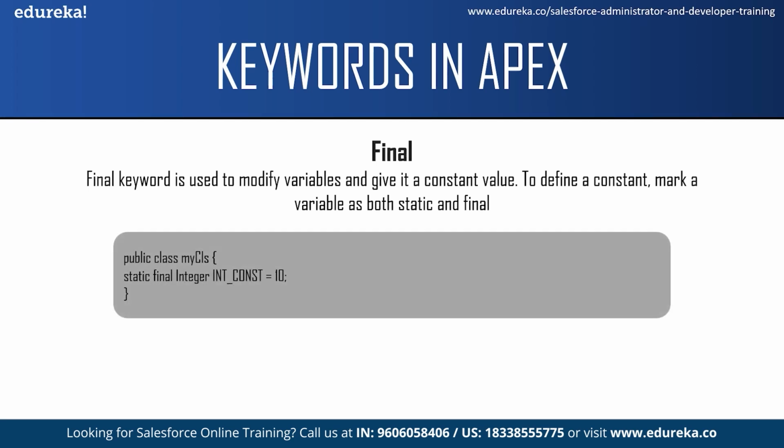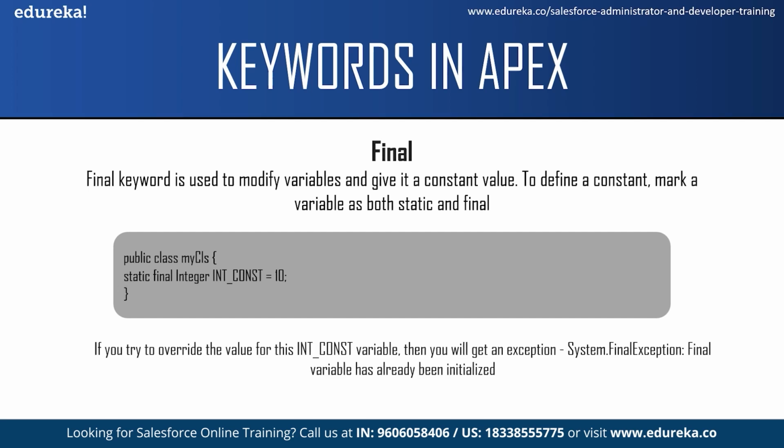Now here is an example for the final keyword. Here you see we have used both the keywords static and final, and we use the integer data type, and int constant is the variable, and we have initialized the value to 10. Now this int constant variable value will be 10 throughout the program. If you try to override the value for this int constant variable, then you will get an exception, System.FinalException: Final variable has already been initialized. So this was about the final keyword in Apex.